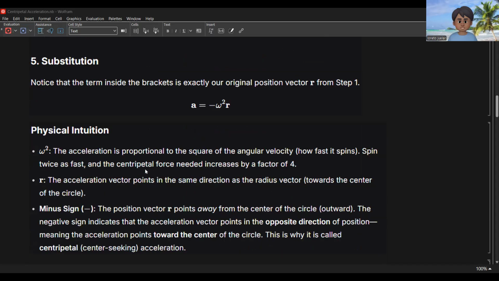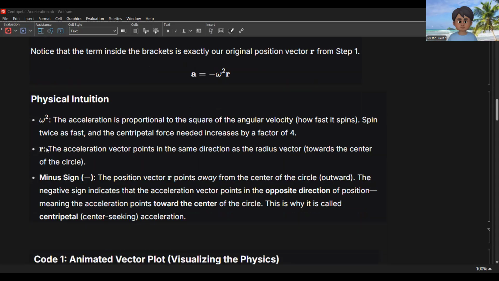Now we have the physical intuition. The acceleration is proportional to the square of the angular velocity, how fast it spins. Spin twice as fast, and the centripetal force needed increases by a factor of 4. The acceleration vector points in the same direction as the radius vector toward the center of the circle.